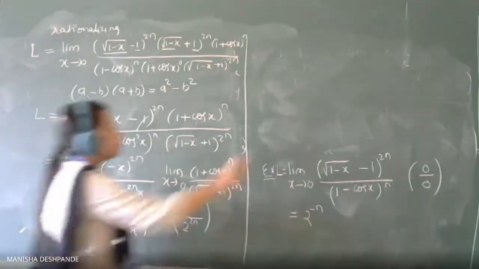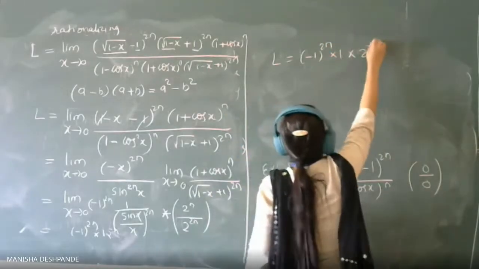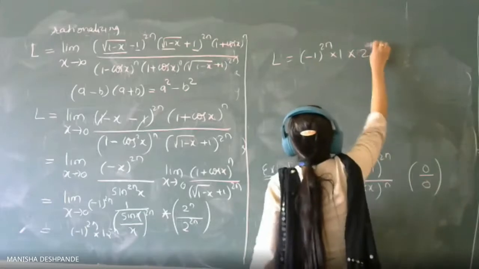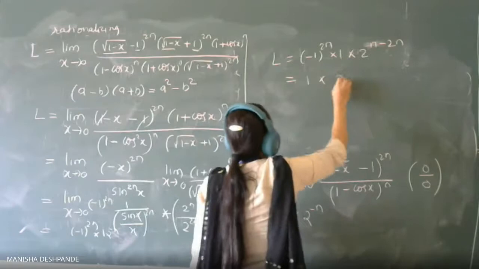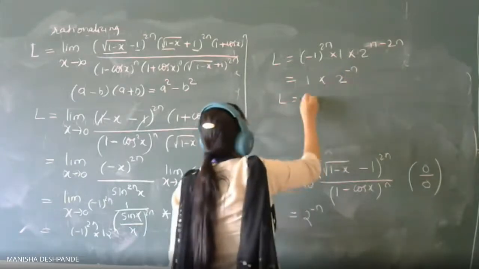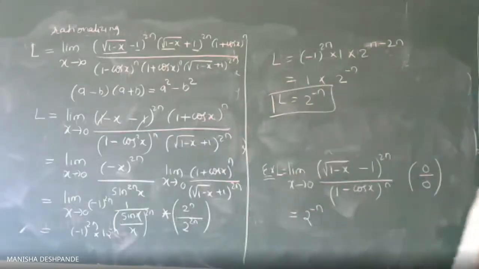2 raised to n divided by 2 raised to 2n is 2 raised to minus n. What is minus 1 raised to 2n? 1. Minus 1 raised to 2n is 1. So it is 1 into 2 raised to minus n, since n minus 2n is minus n. So that's the answer: 2 raised to minus n. Is it okay? So your final answer should be this.